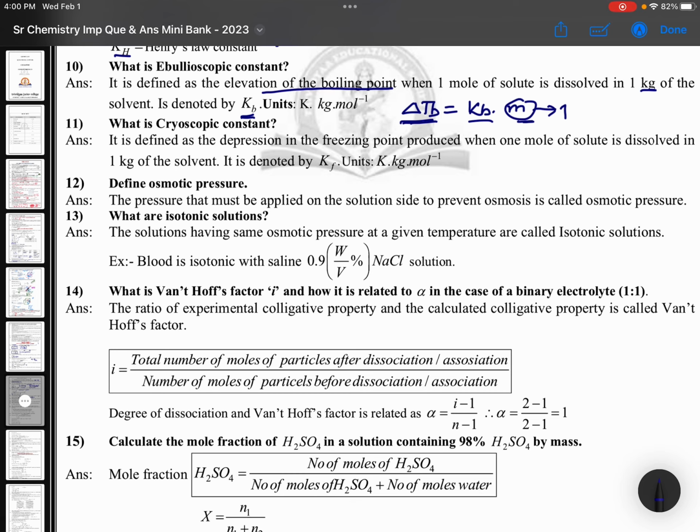Cryoscopic constant. It is defined as the depression in the freezing point produced when 1 mole of solute is dissolved in 1 kg of the solvent. Units: Kelvin kilogram per mole. Delta Tf is equal to Kf into m. Again, when m is equal to 1, delta Tf is equal to Kf.